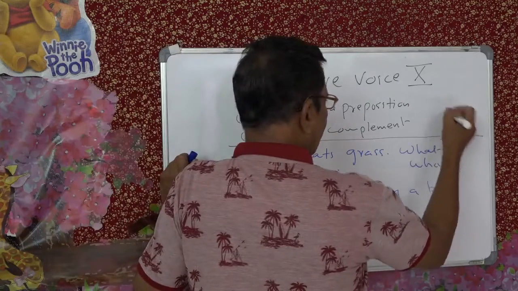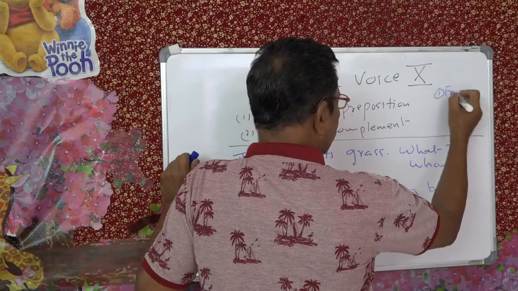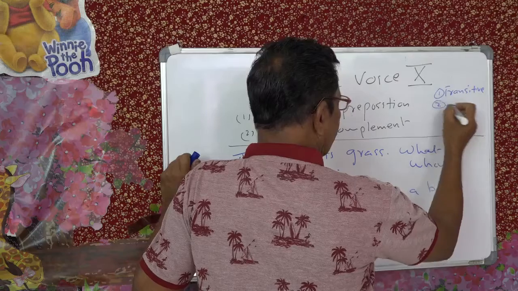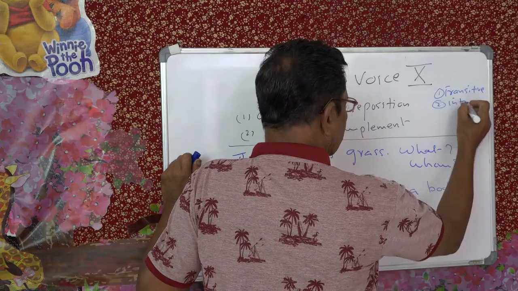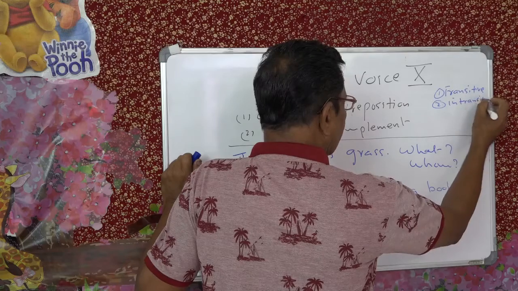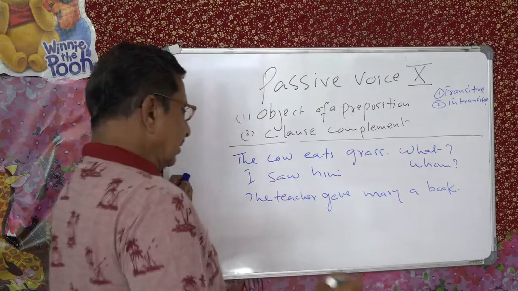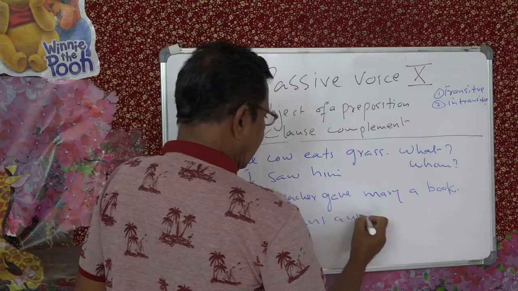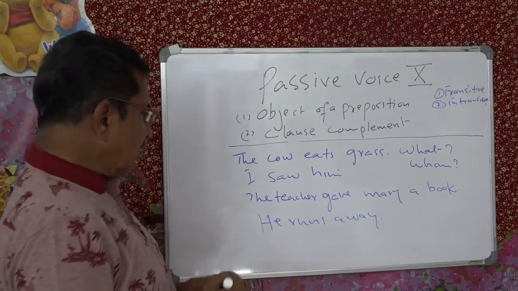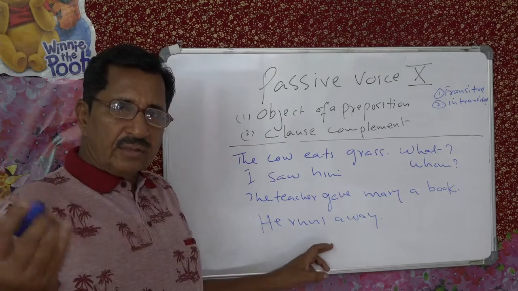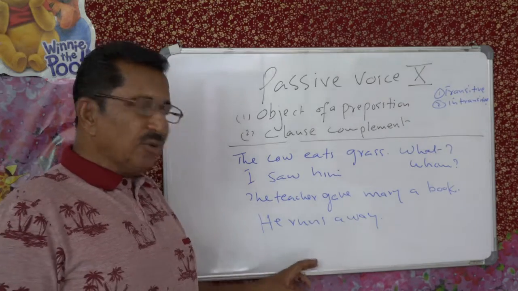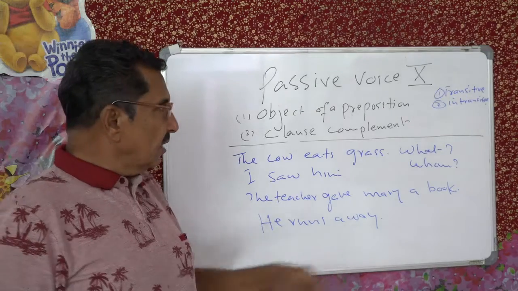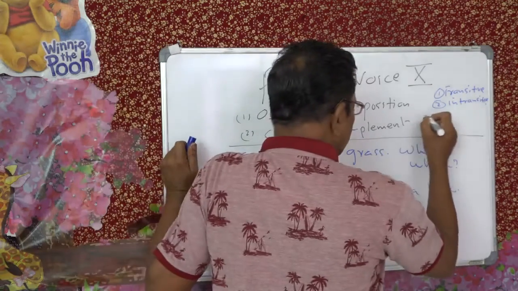So the first one is transitive verb. Transitive means a verb that should take an object. Second, we have seen intransitive verb. What is intransitive? A verb that cannot take an object. For example, he runs away. You ask the question to run. He runs what? No answer. He runs whom? No answer. So that is intransitive.